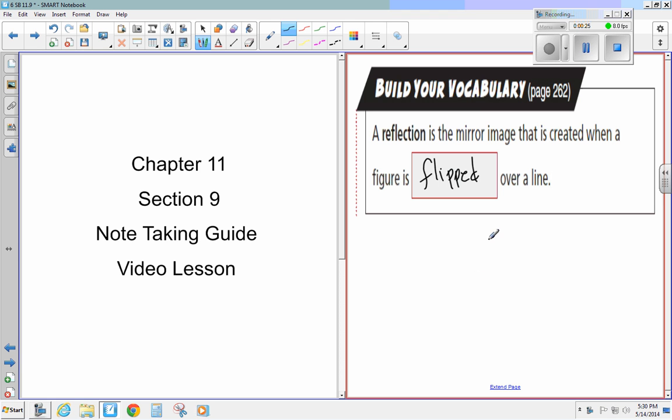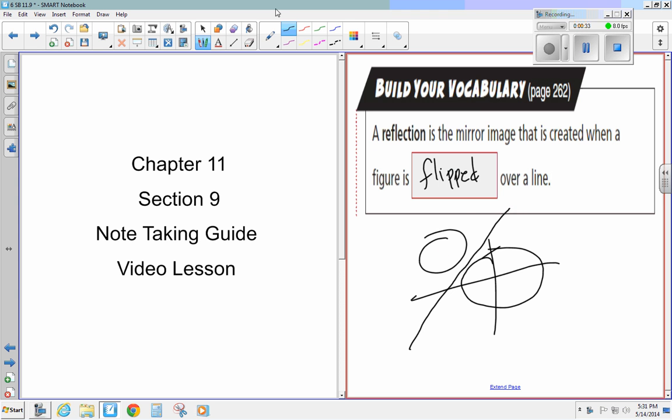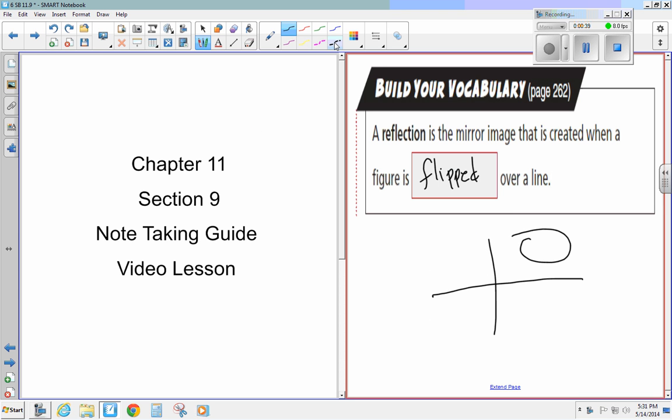So basically what you'll have is here's a circle and here's a line. That circle's reflection would be over that line. Not quite that big, but like here's a reflection and here's the line, and the reflection then would be right there, flipping it over the line.